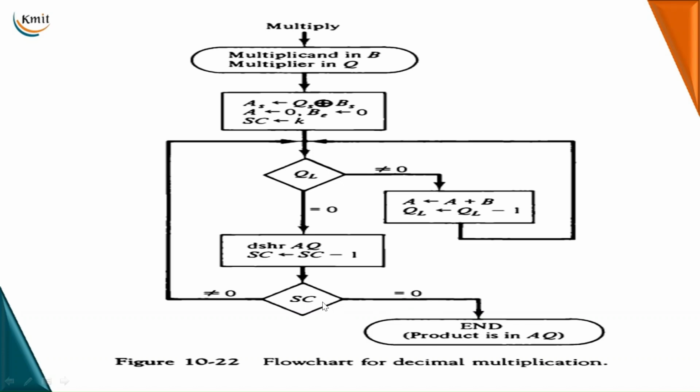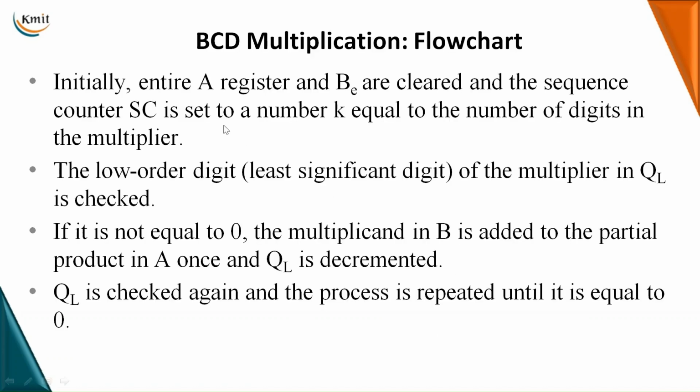Whenever your sequence counter reaches 0, the contents of A and Q will be the product of your multiplication algorithm. That is the end of the algorithm. So this is the flowchart of BCD multiplication. Initially the entire register A and BE are cleared to 0, and the sequence counter SC is set to a number K, which is equal to the number of digits of your multiplier.